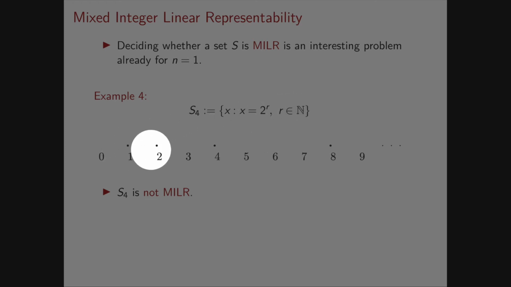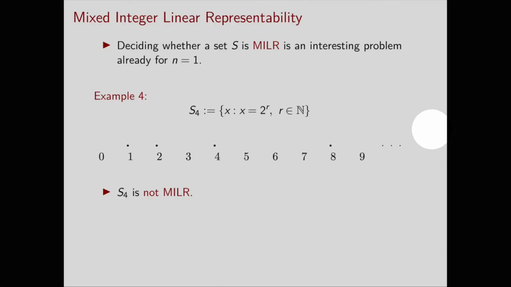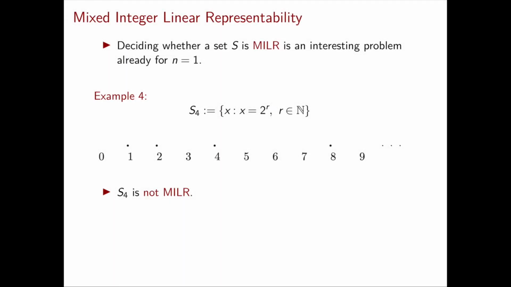So we have 1, 2, 4, 8, 16, and so on and so forth. So you see here we just have points, we don't have any segment, but they repeat in this strange way where they're not evenly spaced. It turns out that also this set S4 is not mixed integer linear representable.